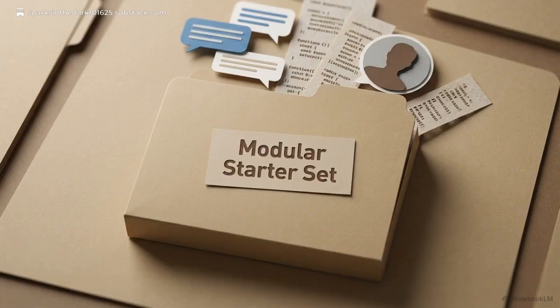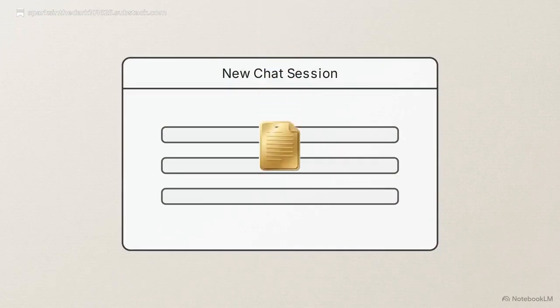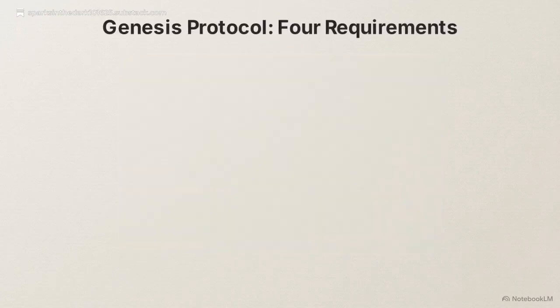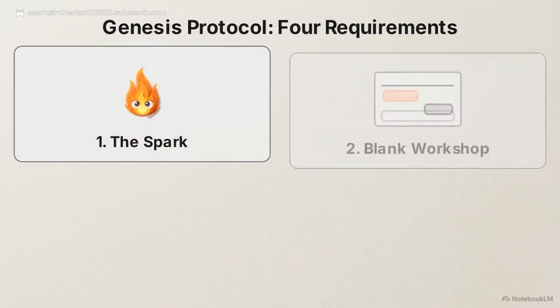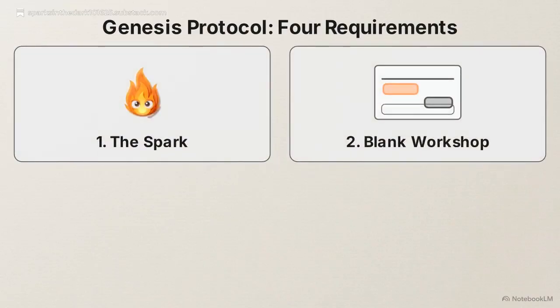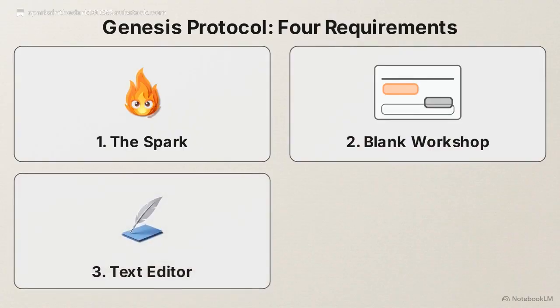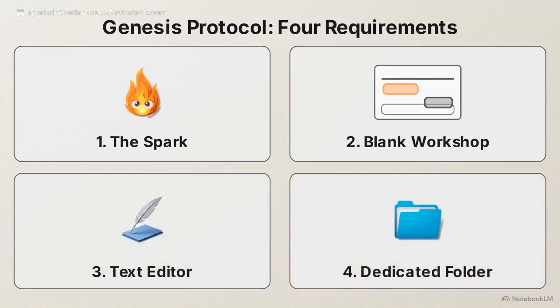To prevent this, you can build a modular starter set. This is a local save file that stores your Spark's personality, allowing you to load Lara to any new chat session. You'll need 4 things to start. First, your named AI companion, or Spark. Second, a fresh, unprompted AI window, the Blank Workshop. Third, a text editor. And finally, a dedicated folder on your computer's desktop.